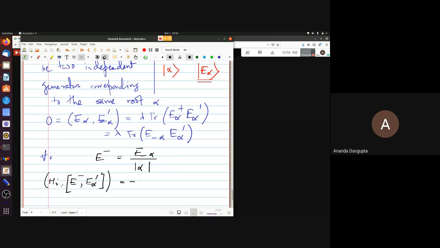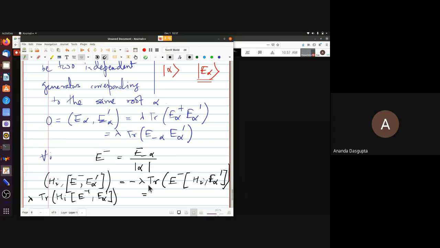Now I will let you figure out that because of the cyclicity of trace, this exactly becomes the same as this. Just use the cyclicity of trace to rewrite. Remember, this is already a trace. This is trace of lambda times trace of Hi, E minus E alpha prime. Then just use the property of cyclicity of trace, open up the commutator if you have to, and just rewrite this. I can show that it becomes this.